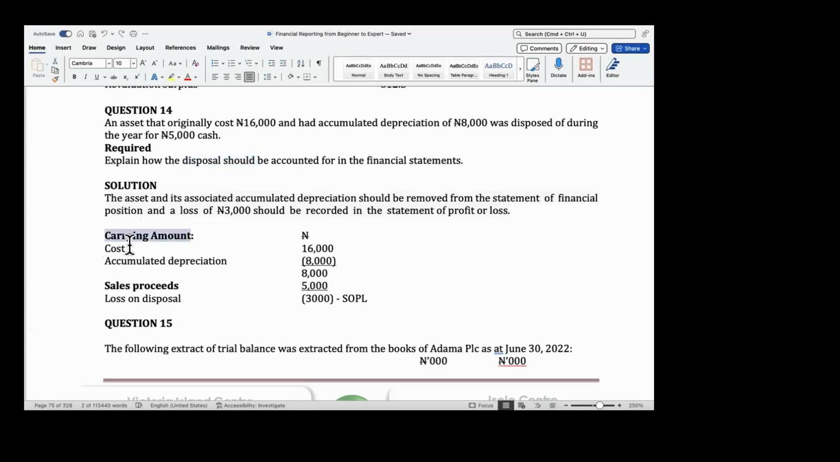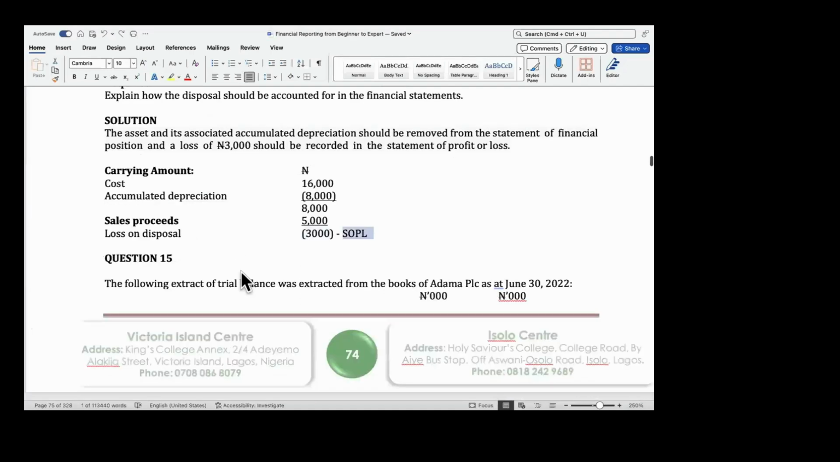In this case, the carrying amount is simply cost minus accumulated depreciation. The cost of the asset is 16,000. The accumulated depreciation is 8,000. That means the carrying amount is 8,000. The sales proceeds is 5,000. In this case, sales proceeds is lower, so we're going to have a loss on disposal of 3,000. And this will be recognized in P&L. So questions on disposal are usually straightforward.